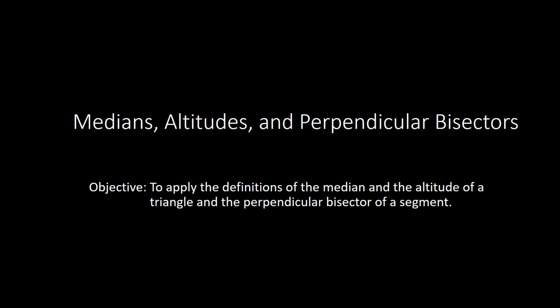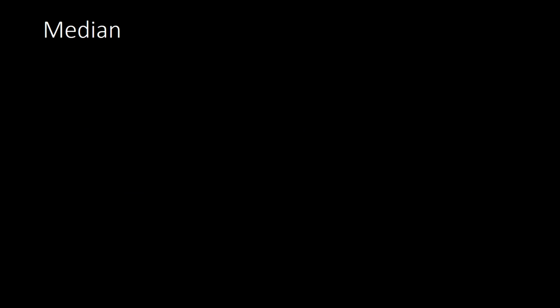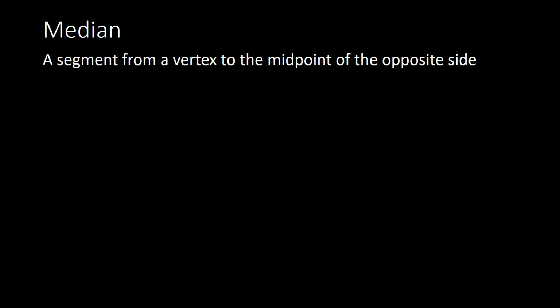In this lesson, you will learn to apply the definitions of the median, the altitude, and the perpendicular bisector of a segment. So let's begin with the term median. The word median, just in everyday English, means the middle. So the median of a triangle is a segment from a vertex to the middle or midpoint of the opposite side. And all of these medians for each vertex will meet at one point called the centroid.